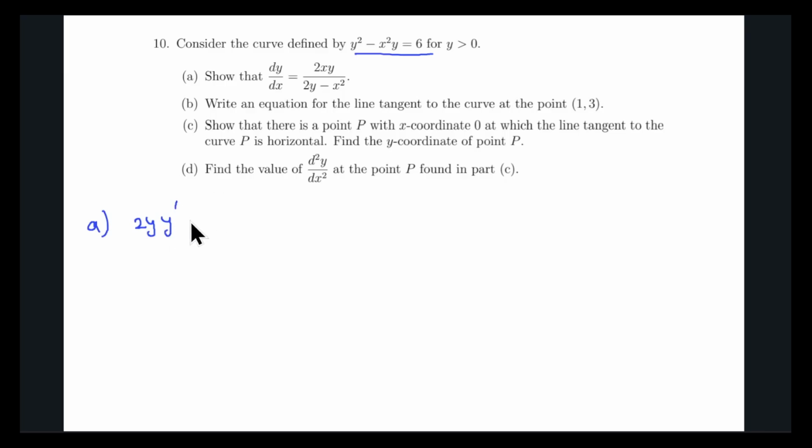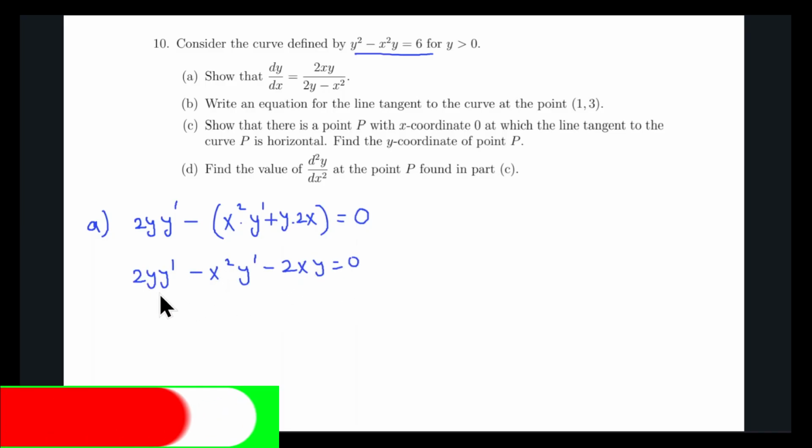Very lazy. So in x squared y, I'm going to write x squared, product rule. So x squared times y prime and then y as it is, and derivative of x squared is 2x, and that is equal to not 6, that will be 0. So 2y prime, I'm going to open up the parentheses, minus x squared y prime minus 2xy is equal to 0.